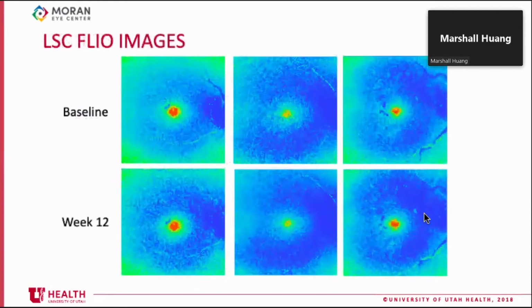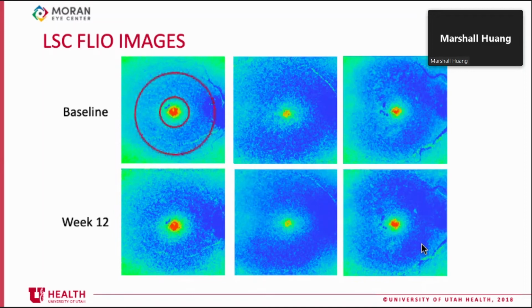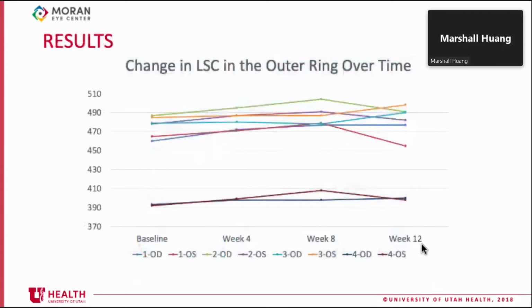Here are the FLIO patterns in the LSC of 3 representative eyes at baseline and at 12 weeks. Qualitatively, we did not see an obvious change in the FLIO pattern. We then analyzed the mean fluorescence lifetimes in the central ring, the inner ring, outer ring, and the full macula as defined by the ETDRS grid. The area between these lines defined the outer ring, which was found to be the area of interest in the prior study. This graphs out the change in the mean fluorescence lifetimes in the long spectral channel over the 12 weeks. There's an overall trend towards an increase in the mean fluorescence lifetimes.